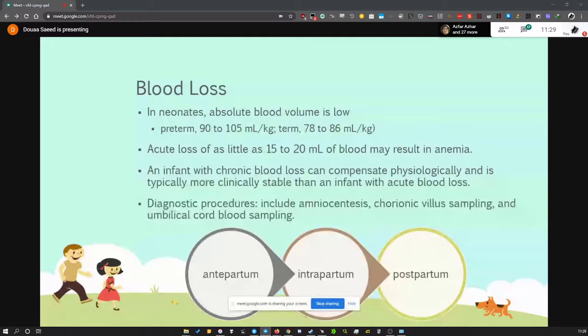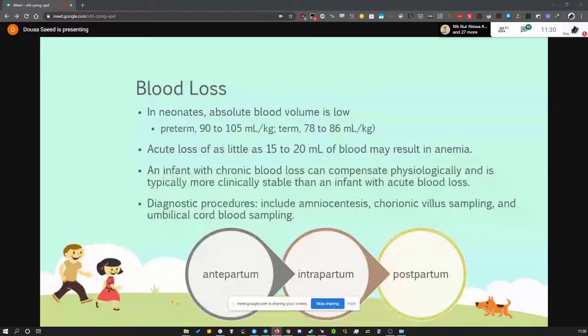An infant with chronic blood loss can compensate physiologically better and be more stable than an infant with acute blood loss, and the acute blood loss here is as little as 15 to 20 milliliters of blood. This can be caused by three main points that we will be going on to explain: antepartum blood loss, intrapartum blood loss, and postpartum blood loss. But it's important to remember that diagnostic factors such as amniocentesis or chorionic villus sampling and umbilical cord blood sampling can also lead to this blood loss.